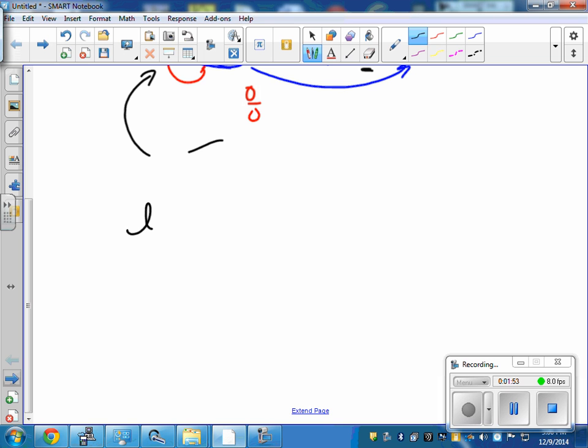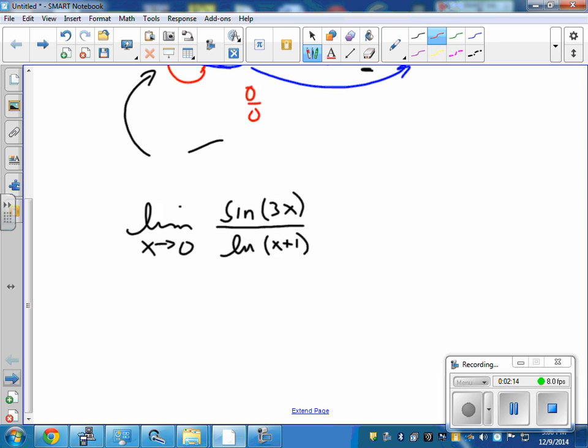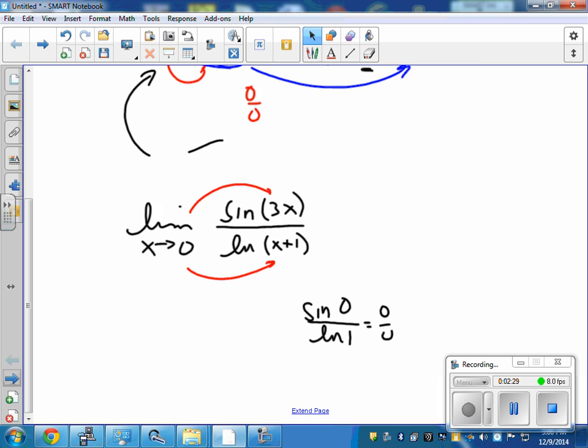So we have the limit as x goes to 0 of the sine of 3x over the natural log of x plus 1. Okay, so direct substitution, again, always start that way. Put 0 into both of these, and you would get sine of 3 times 0, and the natural log of 0 plus 1. Well, 0 over 0, that's not the answer. So let's try L'Hopital. Write L'Hopital above this, and then a new limit.